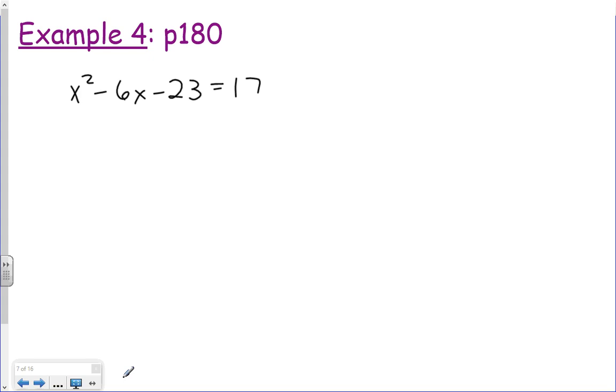All right, so if we want to factor that, or solve that by factoring, the first thing to do is get the 17 over with the rest of the quadratic expression. So subtract 17 from both sides, and we'll be left with x squared minus 6x. Negative 23 minus 17 sounds like a negative 40, and that's equal to 0. So now we have this polynomial form of this quadratic expression that's set equal to 0.